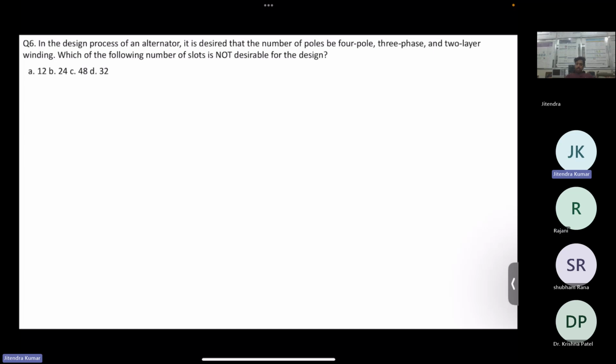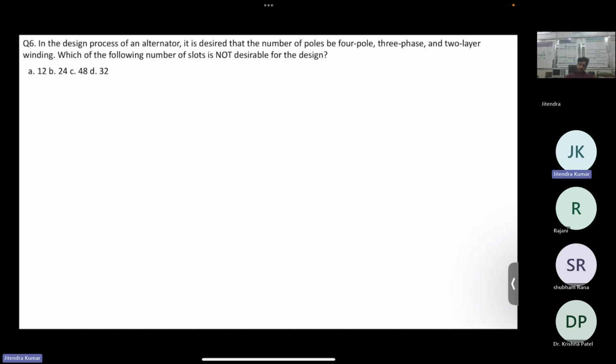So what do you mean by double layer winding? A slot contains two coils. This side one coil, this side one coil. Right, so in a slot there will be two coils. In single layer winding, generally only one coil will be there. So which of the following number of slots is not desirable for the design?